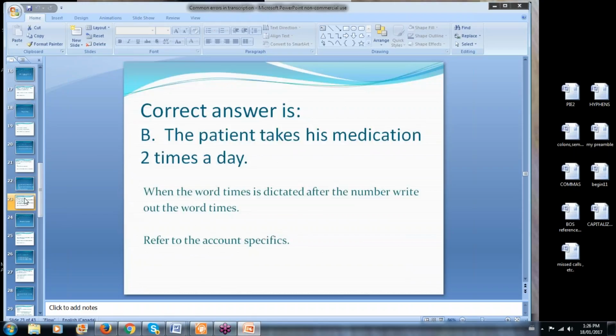The correct answer is B, the patient takes his medication 2 times a day. So just remember, when the word times is dictated after the number, write out the word times. If they say times 2, or if the word times comes before the number, then you would use the X. If they say times afterwards, then you have to spell out the word times. And you can refer to this in your account specifics.